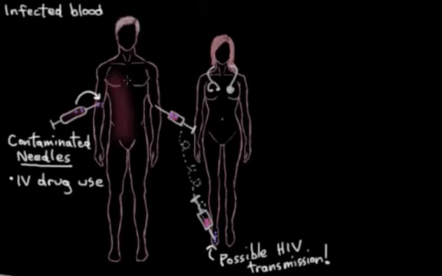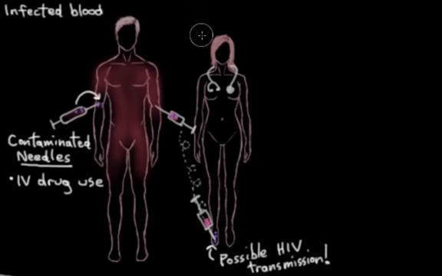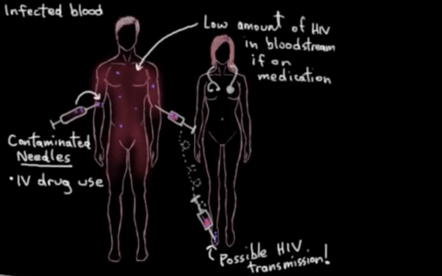And keep in mind that risk of transmission depends to some extent on a person's viral load. So these risks are all modified to be higher or lower depending on how much HIV is in a person's blood. Typically very low amounts of HIV if they're being treated with specific medications, and typically pretty high amounts of HIV if they're not being treated.